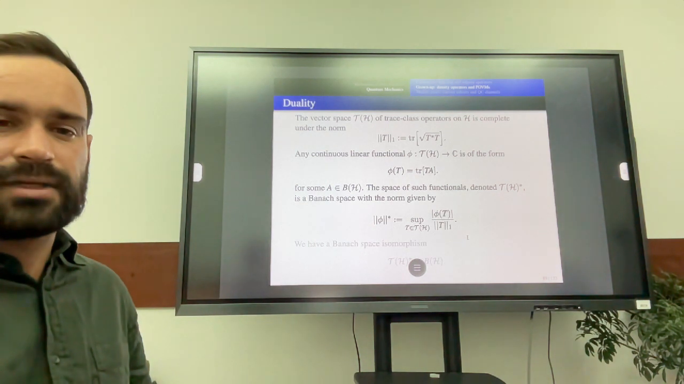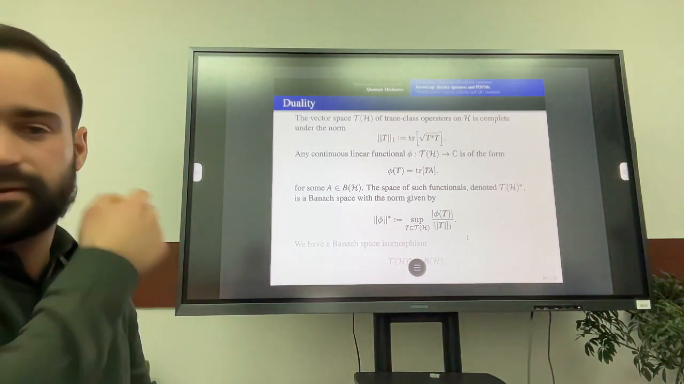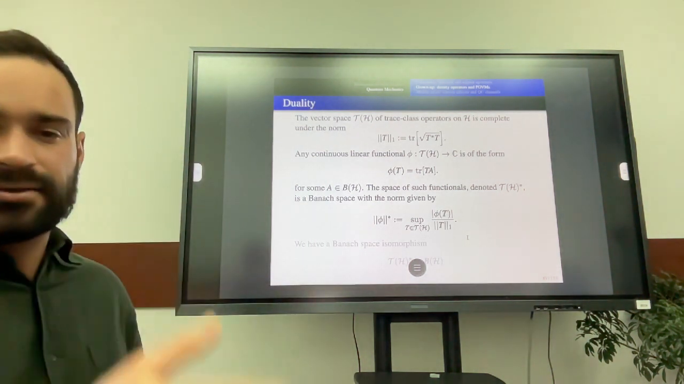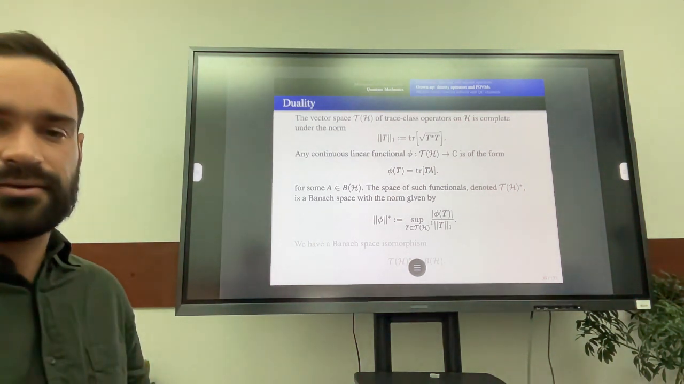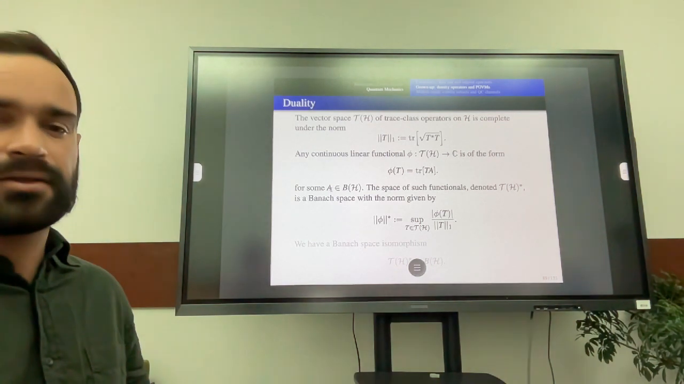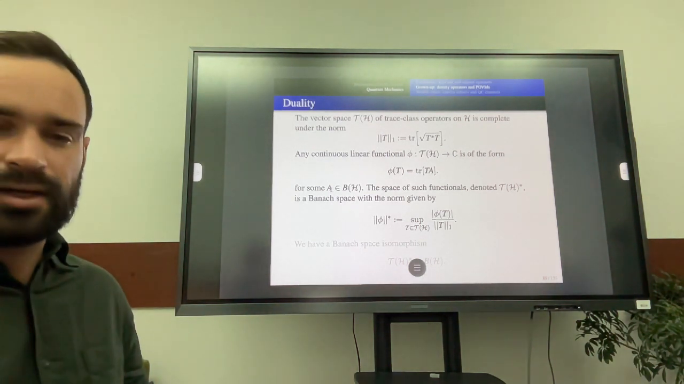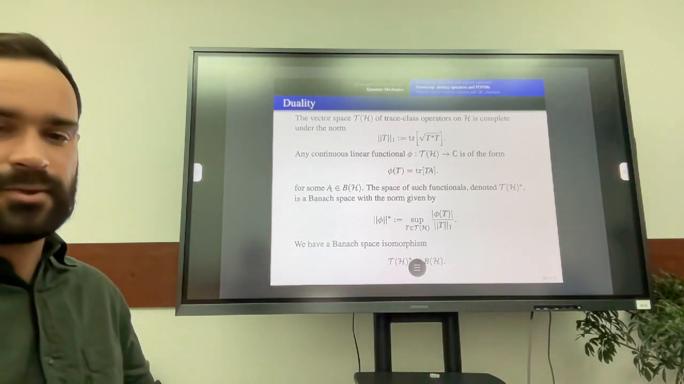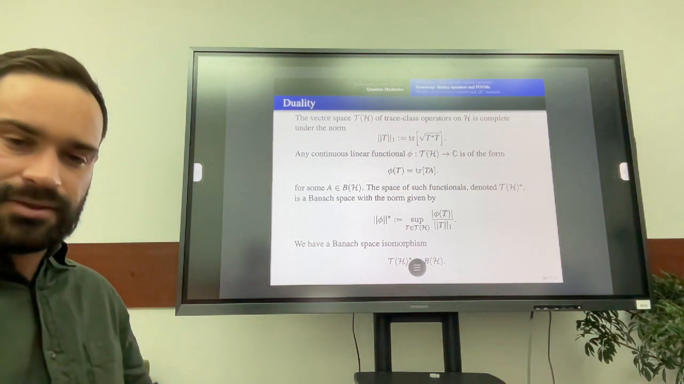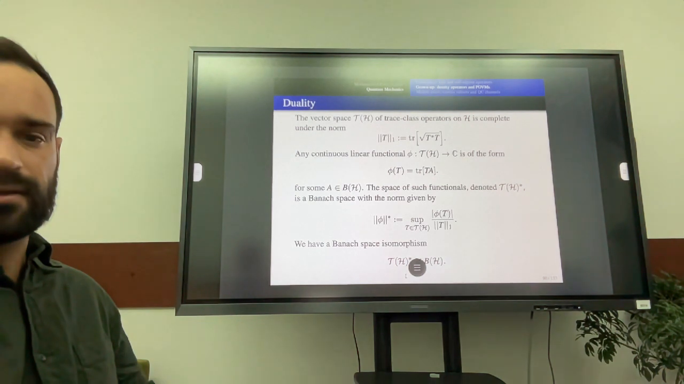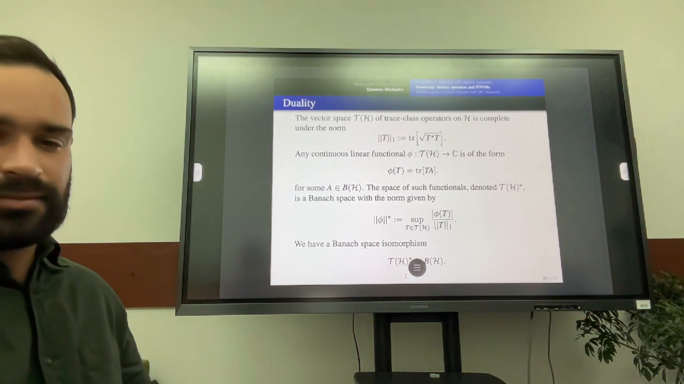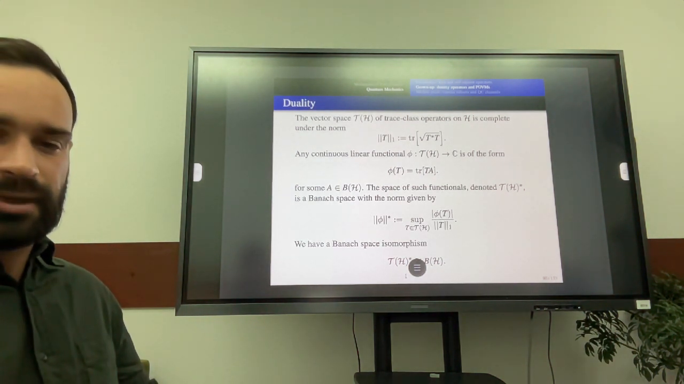And this correspondence, that the continuous linear functionals are given by bounded operators, also preserves the norm. So the norm of this functional is exactly the norm of the bounded operator that is associated to it. And therefore, we have an isomorphism of these two Banach spaces. The one on the left is the dual space to the trace class operators, and the one on the right is the Banach space of the bounded operators.